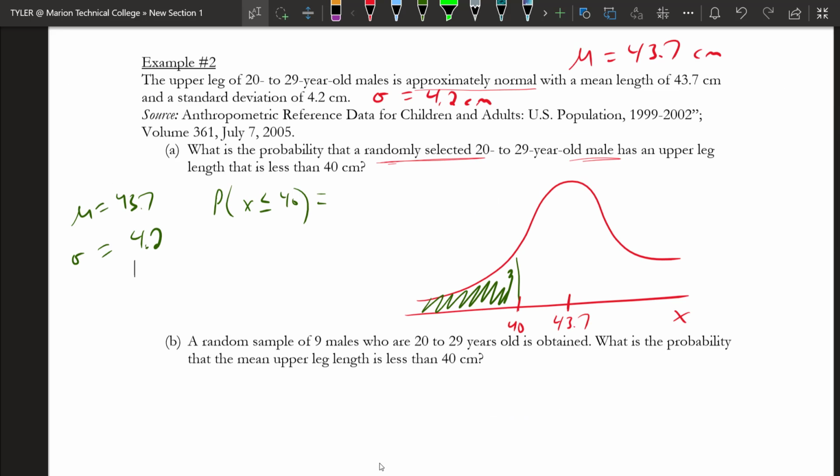So the probability of randomly selecting a 20 to 29-year-old male that has an upper leg length less than 40 centimeters is 0.1892.